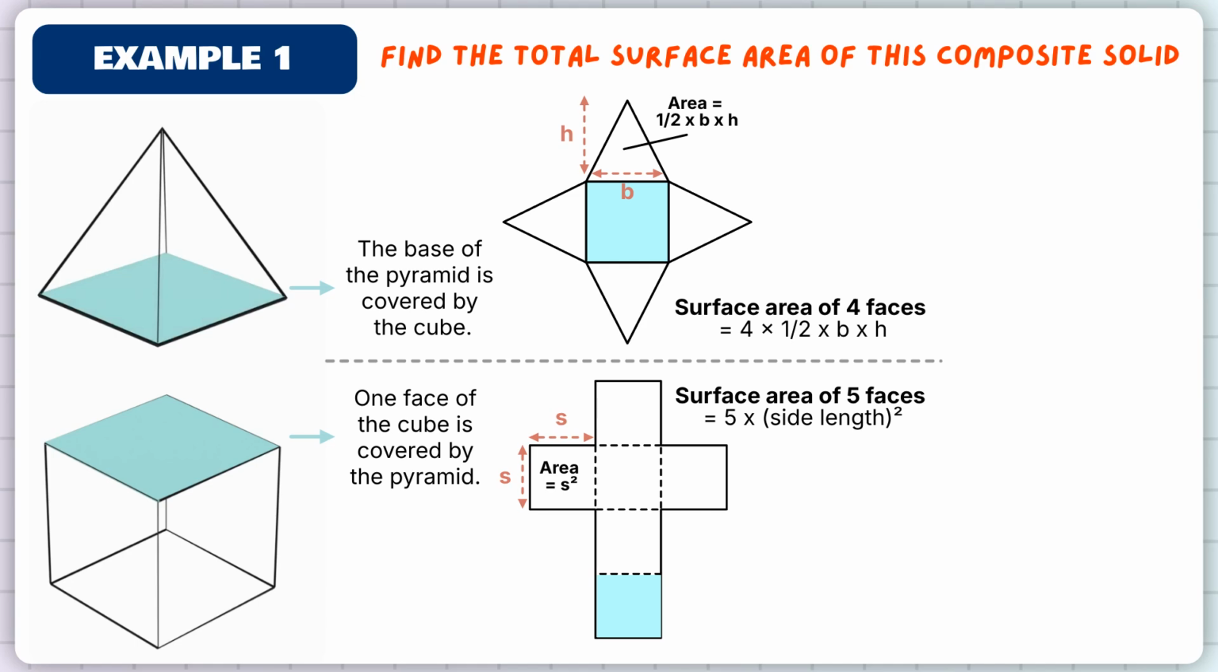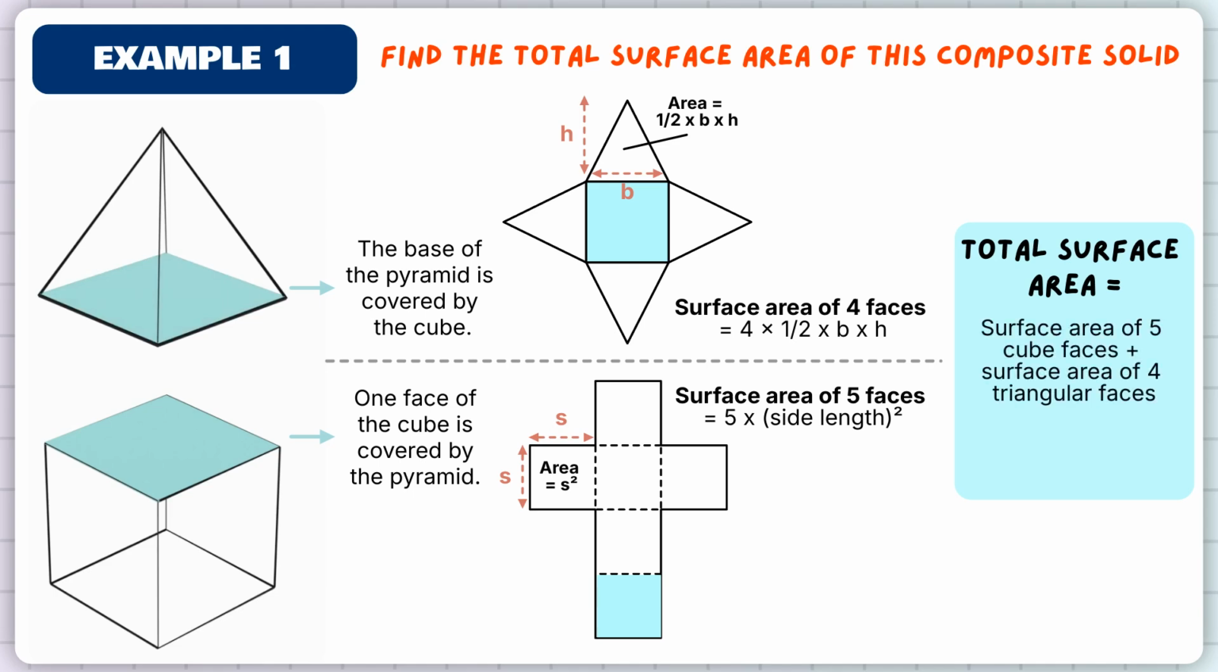Finally, we combine the two. We find that the total surface area of the composite shape equals the surface area of 5 cube faces plus the surface area of 4 triangular pyramid faces. So we get a final answer of 5s squared plus 2bh.